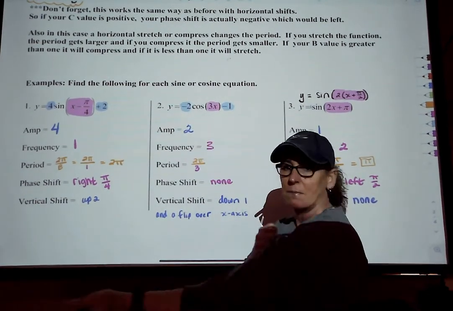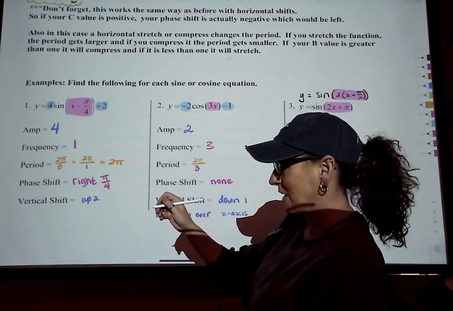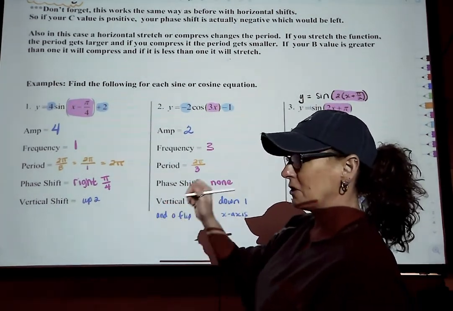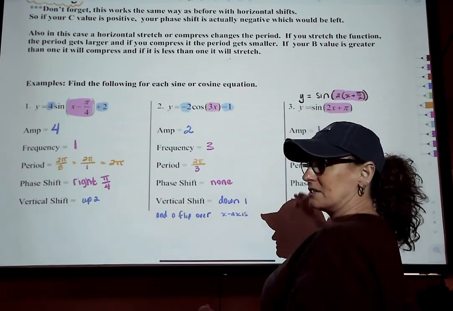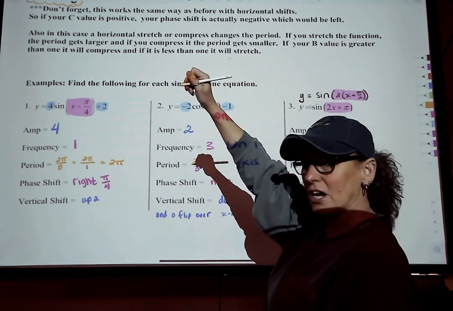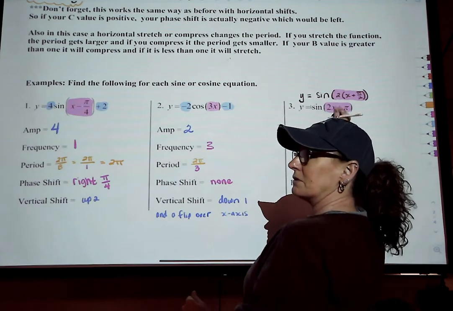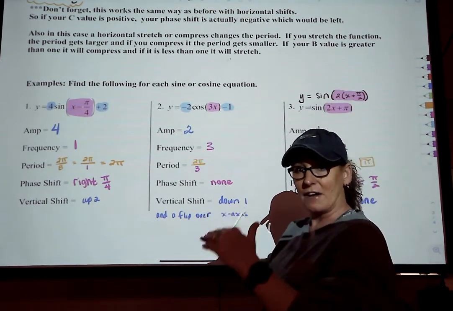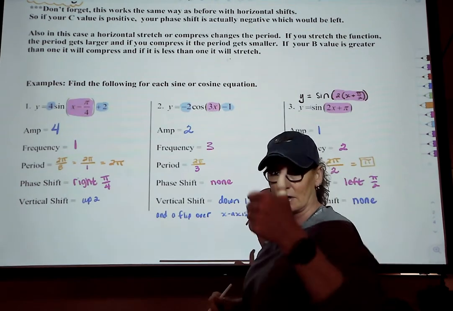Do this with me. Beat out a sine graph. Ready? You're going to start at 0. You're going to go 0, up 1, 0, down 1, 0. Cosine. Start high. 1, 0, negative 1, 0, positive 1. You've got that general shape. That's going to help you when you go to graph them, I promise. All right, guys, good luck.